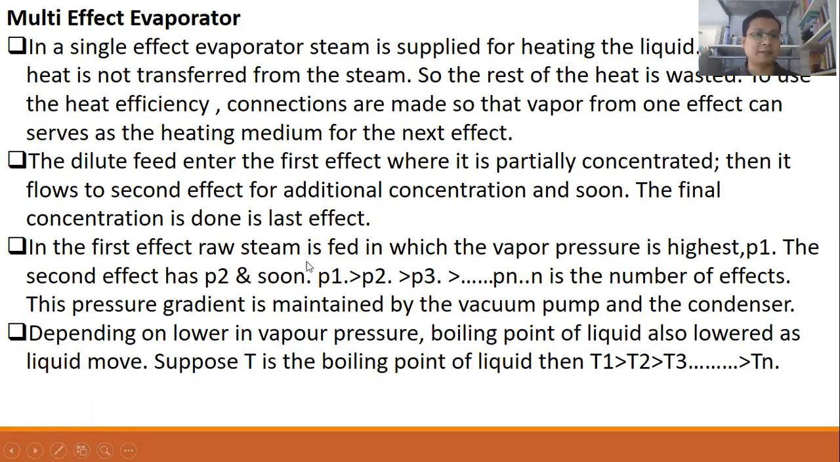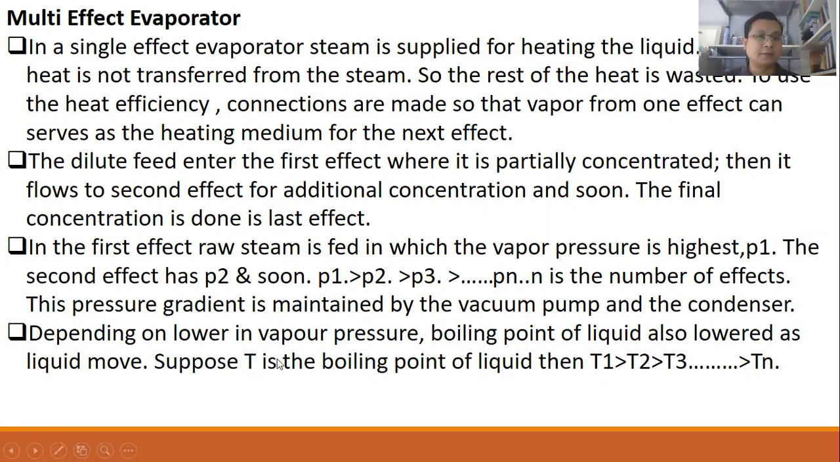So the first effect, raw steam is feeding, in which the vapor pressure and the temperature are highest, and then we can go down in pressure and temperature until we reach what we want.